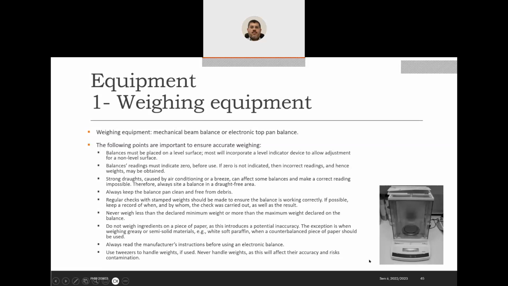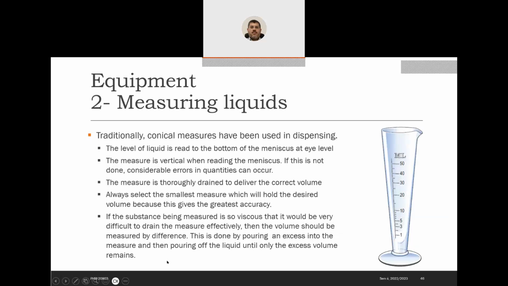Before you use your balance, you have to check the catalog. You have to check what the minimum weight is. If you use any weight less than the minimum weight, weighing will not be accurate. Okay. So you always have to read the manufacturer's instructions before using an electronic balance. Okay, these are the most important points.